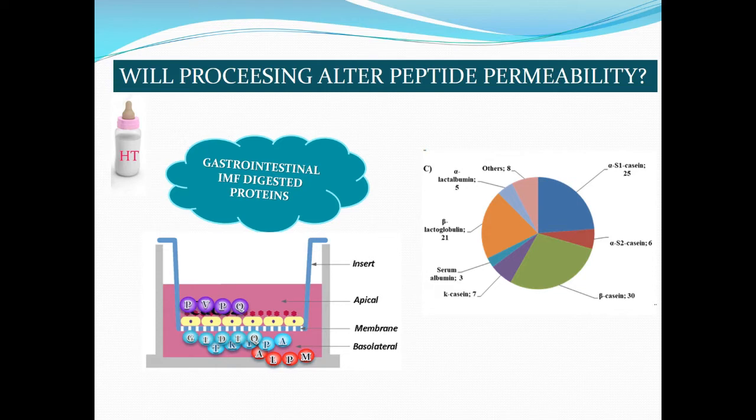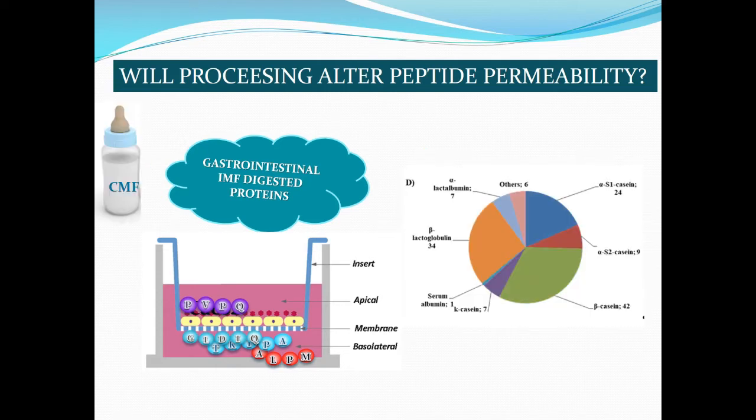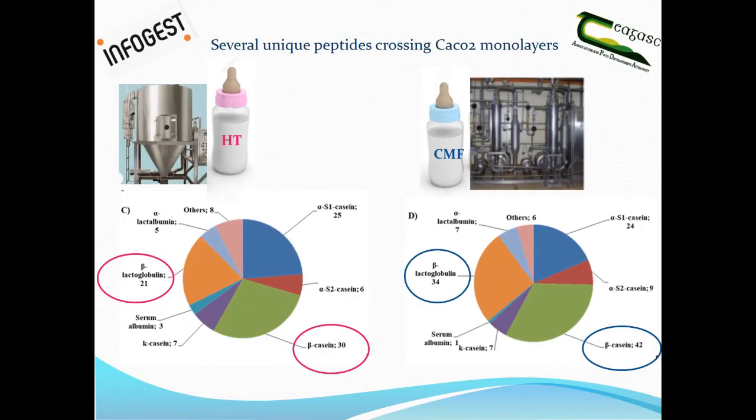If we repeat that with IMF that was made by cascade membrane filtration, we find that we get a different profile of peptides. We get 42 peptides from beta-casein, 34 from beta-lactoglobulin. And in fact, if we look at these individual peptides, we find that there are several unique peptides crossing those CACO2 monolayers, which are dependent on the processing type. So there are a lot of peptides in common, but there are also some unique peptides crossing the CACO2 monolayers. So processing does affect the peptides that are permeable across these barriers.